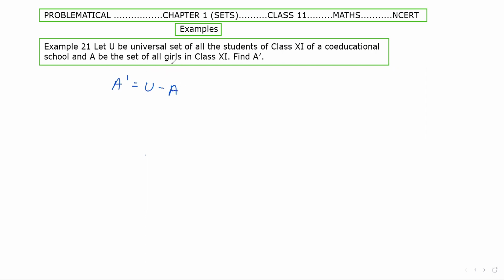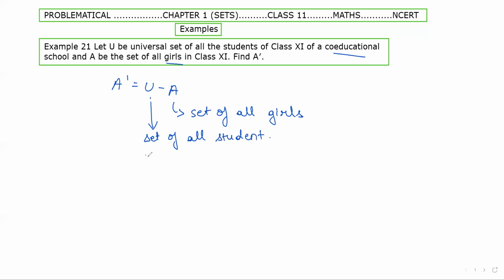Now, in a class, you can either have girls or boys. So, considering it as a standard typical co-educational school, A dash is U minus A. A is a set of all girls. Therefore, U is set of all students. If you remove all the girls from students, you will be left with A dash, which is set of all the boys in class 11th.